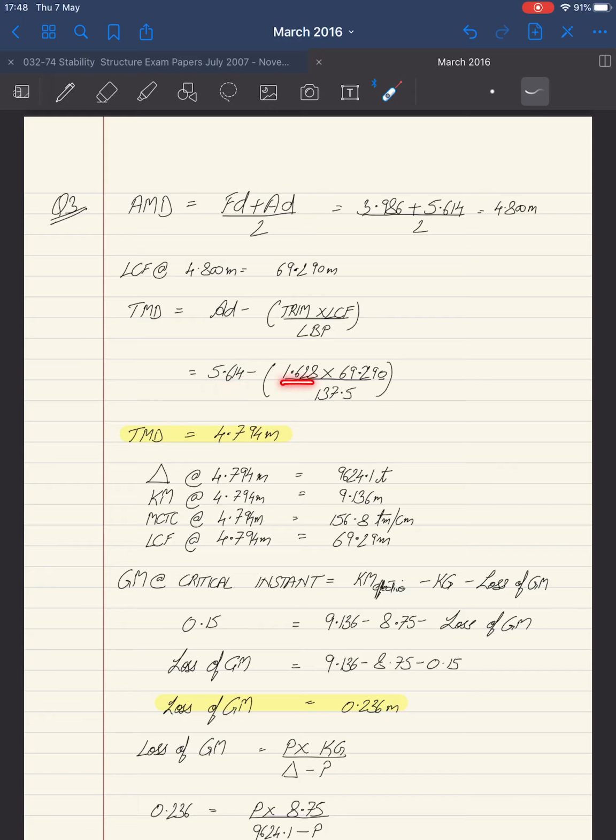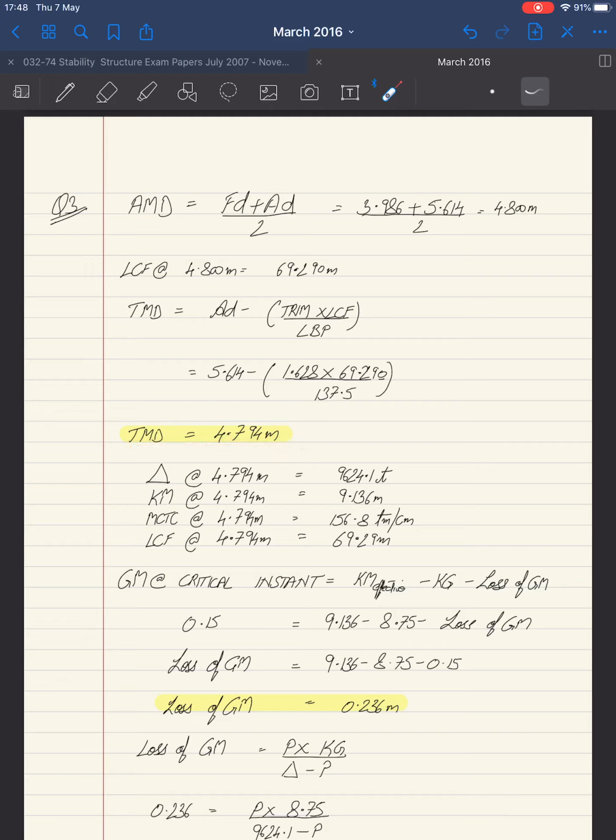The trim is 1.628 meters, which is the difference between forward and aft drafts. The LCF is 69.290 meters, which we have obtained here. And the LBP is 137.5 meters, which has been given in the ship's particulars. We come up with the final answer of true mean draft as 4.794 meters. Now with this true mean draft, we'll enter the hydrostatic data and find the remaining values by doing interpolation.